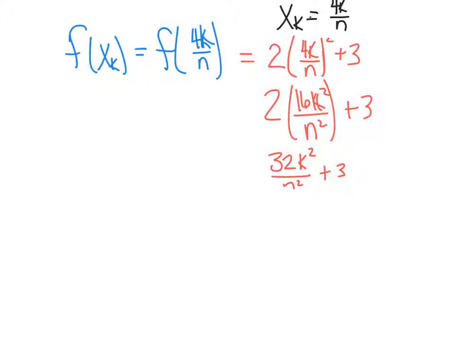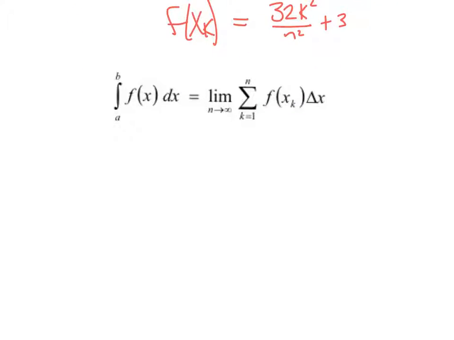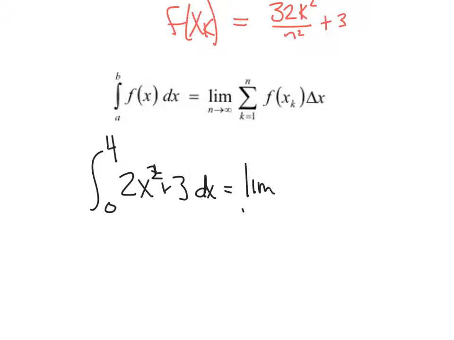Oops. And that's equal to my f of x sub k. So I just pulled up the formula, so I have it in front of me. I know it's on your paper. So I'm going to say the integral from 0 to 4 of 2x squared plus 3 dx is equal to the limit as n approaches infinity, summation from k equals 1 to n.